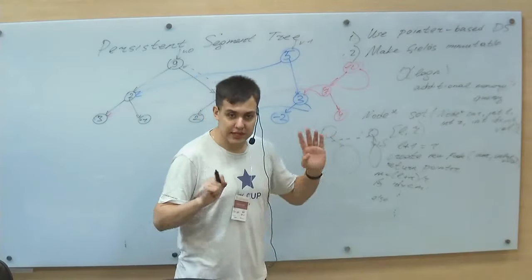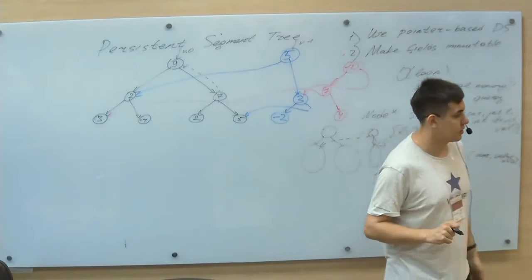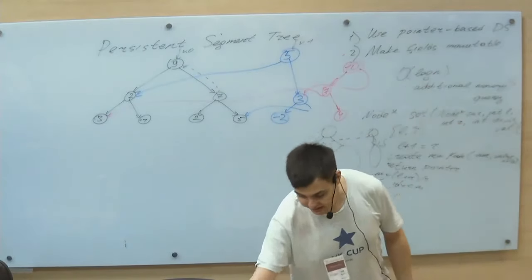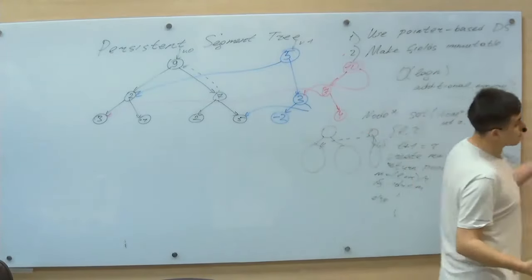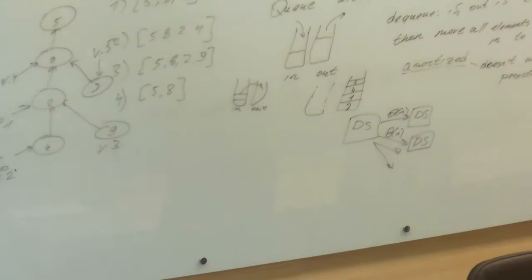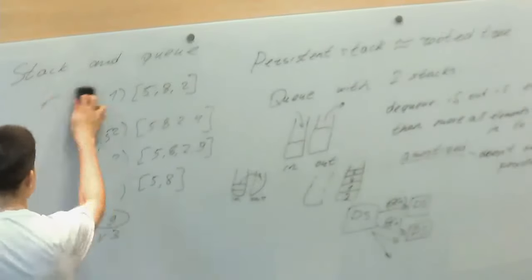Okay, so let's take a look at an example of a problem that can be solved using a persistent segment tree. First, any problem that is online and requires you to use a segment tree can be solved with persistent segment trees. Let's look at a couple of examples.